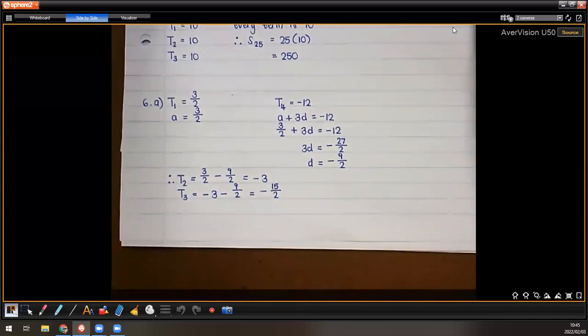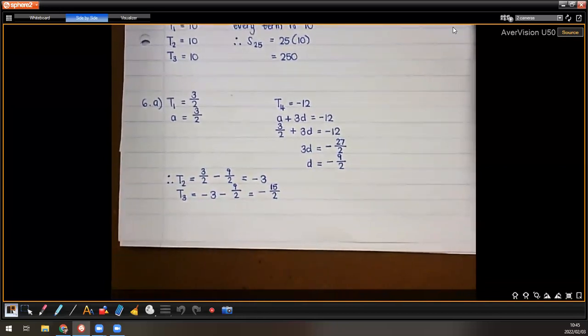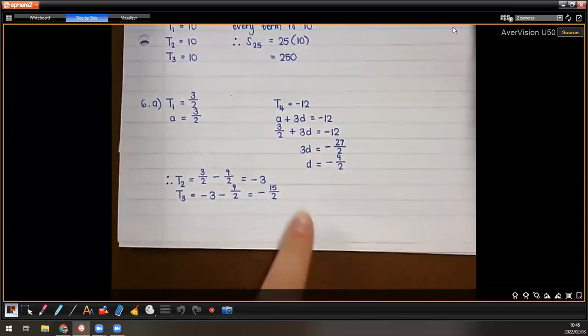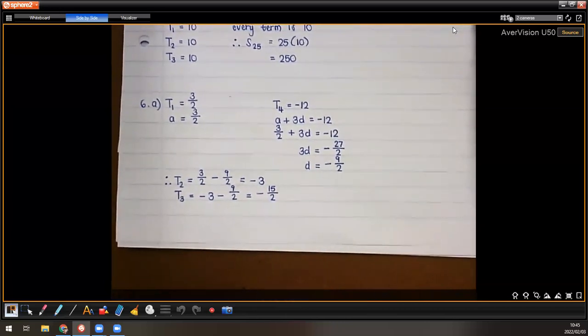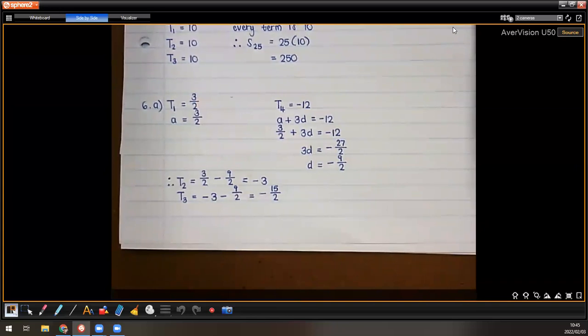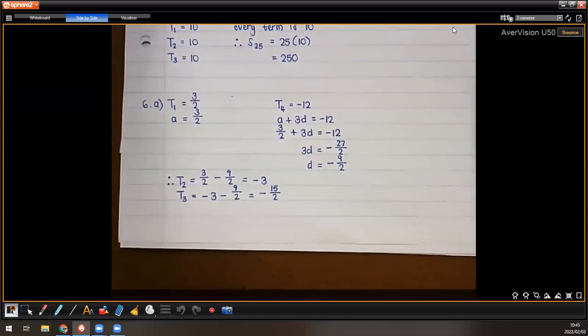Not sure where that revision exercise came from. I always feel like someone set it by looking at questions in the textbook. So this question is identical to the one that we did. The values are different, the values are swapped around, but it's exactly the same.